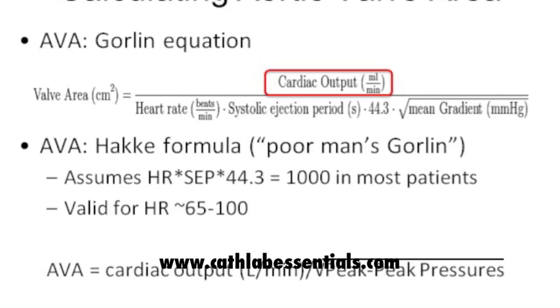Calculating aortic valve area is performed with two equations. The top one is the complete Gorlin formula, and the lower one is the Hakki or quick formula. This is also known as a poor man's Gorlin, and you can easily see that cardiac output divided by the square root of the peak-to-peak pressures will give you a close approximation to Gorlin's formula when the heart rate remains within 65 to 100 beats per minute.